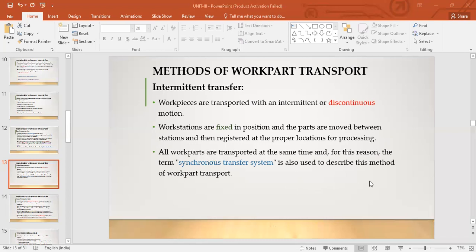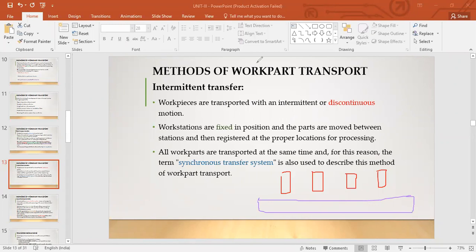So you can imagine that all those machines have to have the same processing time, isn't it, for your work part transport system to transfer the work parts. These are your work parts, so they are coming like this. Once the process is performed here, then it will go to the next machine.